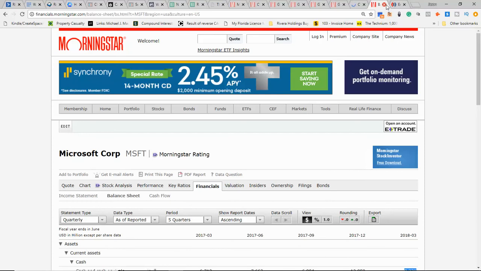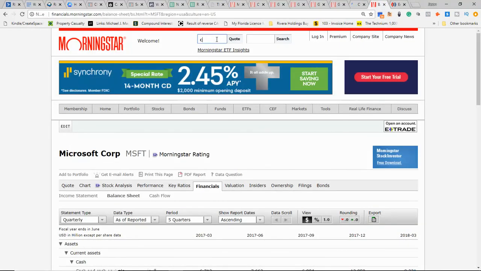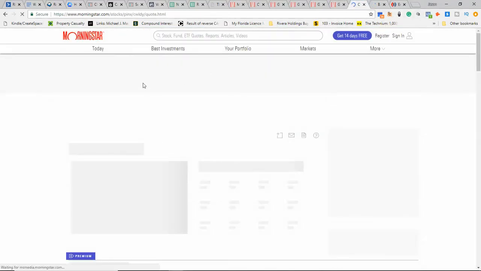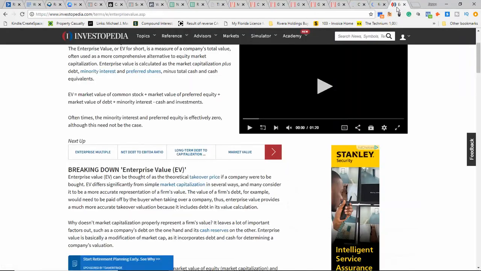So let's do the EV for this one. What is the ticker? CWLDY. I'm sorry, I don't know. The new Morningstar just slows my computer down to a crawl, so I'm going to get rid of this.